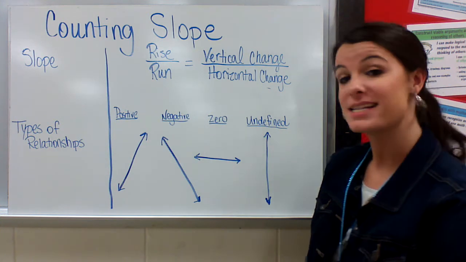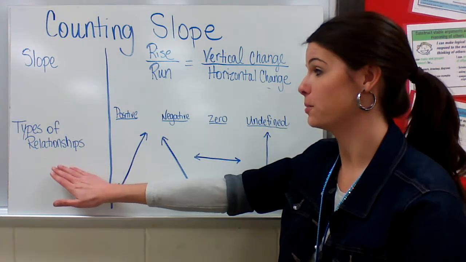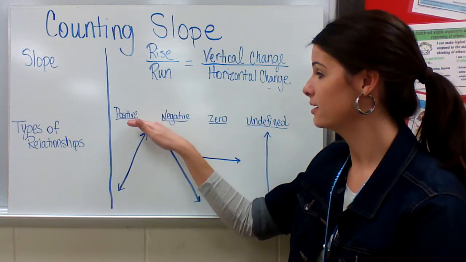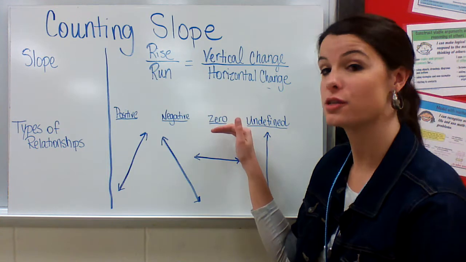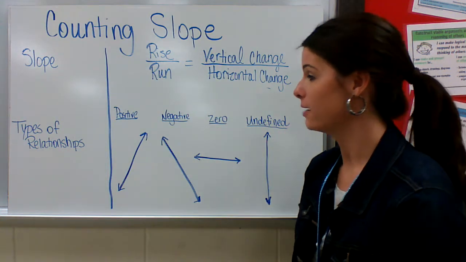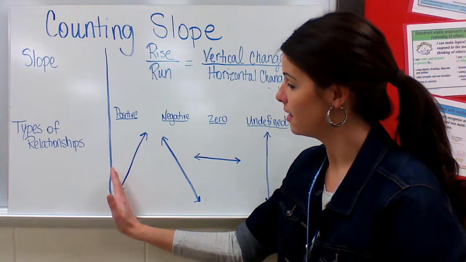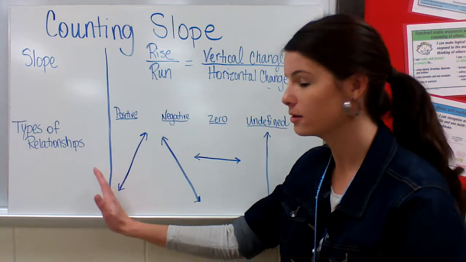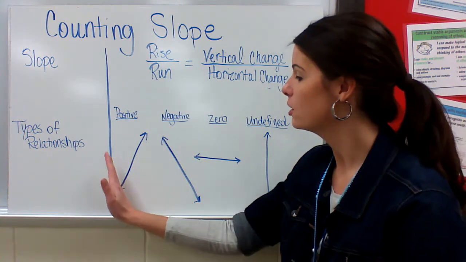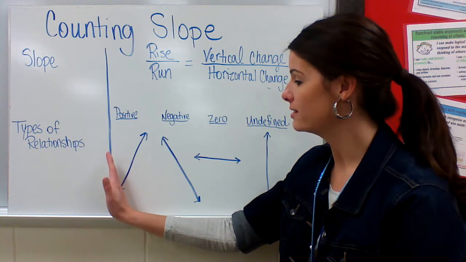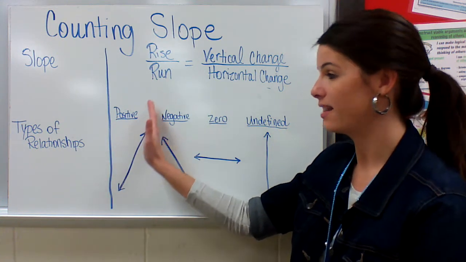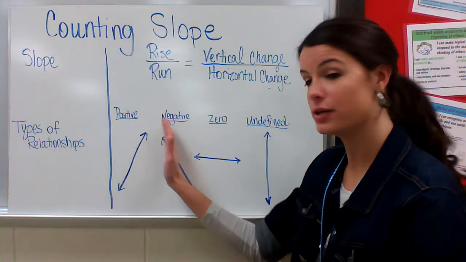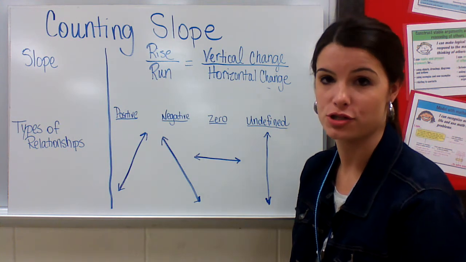Okay? The next thing I want you to put down in your notebook are the types of relationships. Okay? Positive relationship, negative relationship. There's also zero and undefined. Okay? So I want you to draw this line, and as you notice, if you go left to right, just like you would read a book, we start on the left and read and go right, that's how you read a graph as well. So as a line increases from left to right, that means it has a positive relationship. Okay? If it is decreasing as you go left to right, then it has a negative relationship.